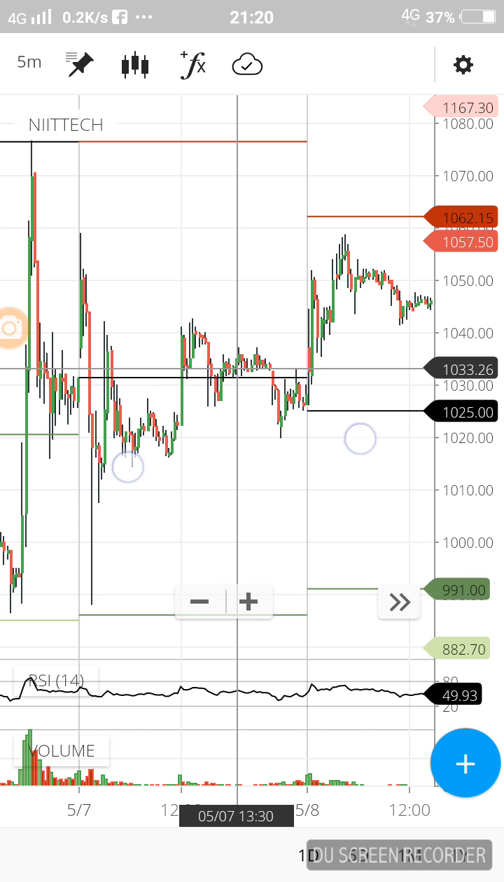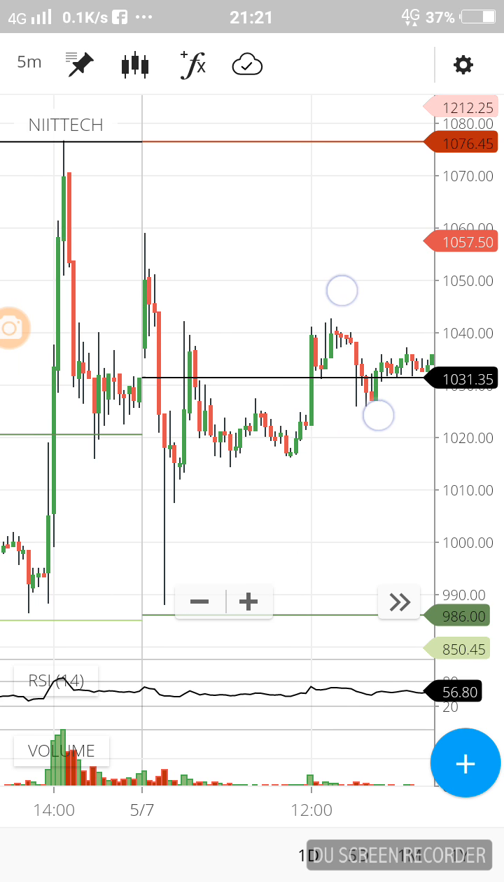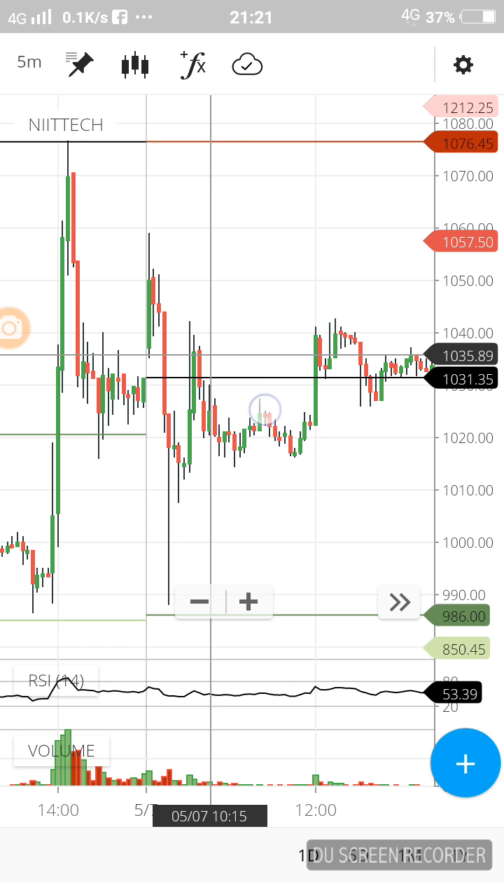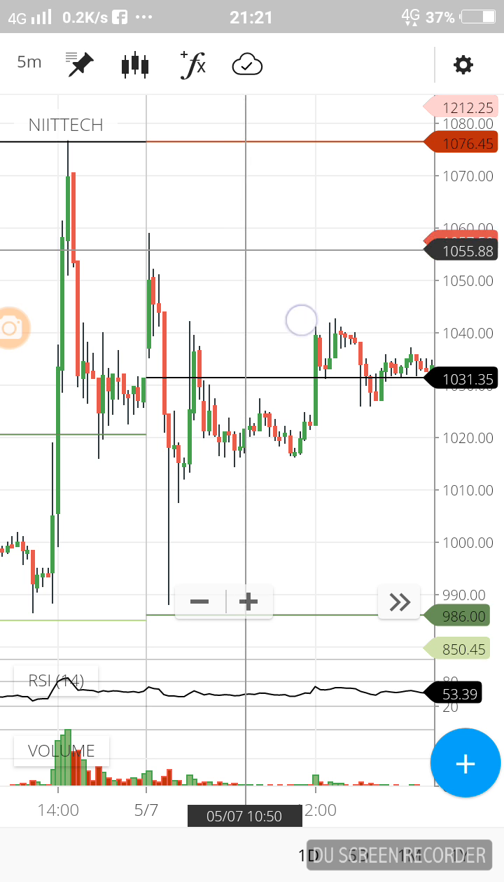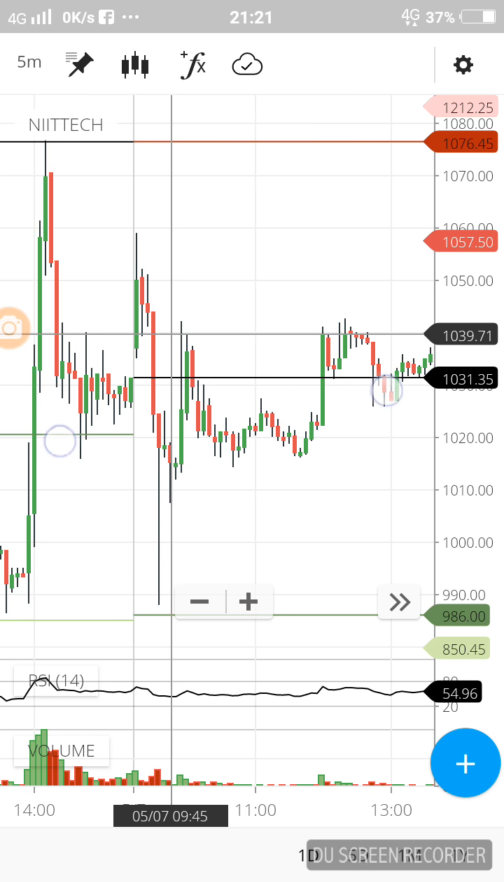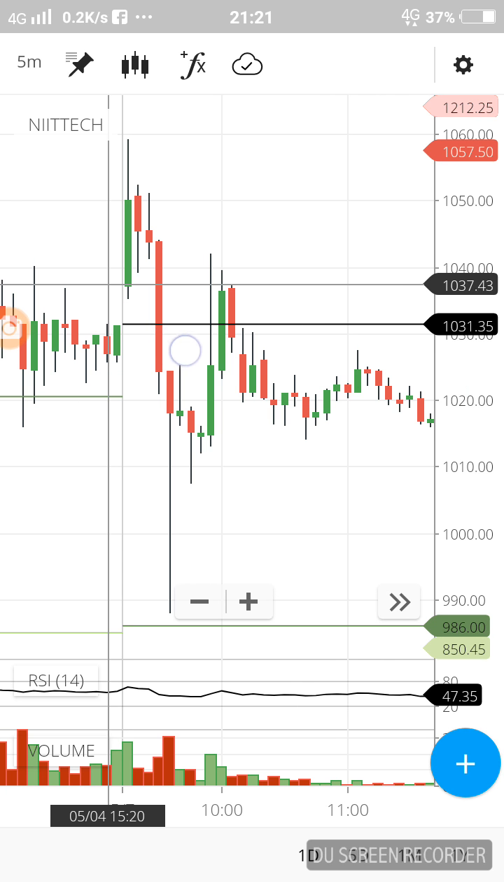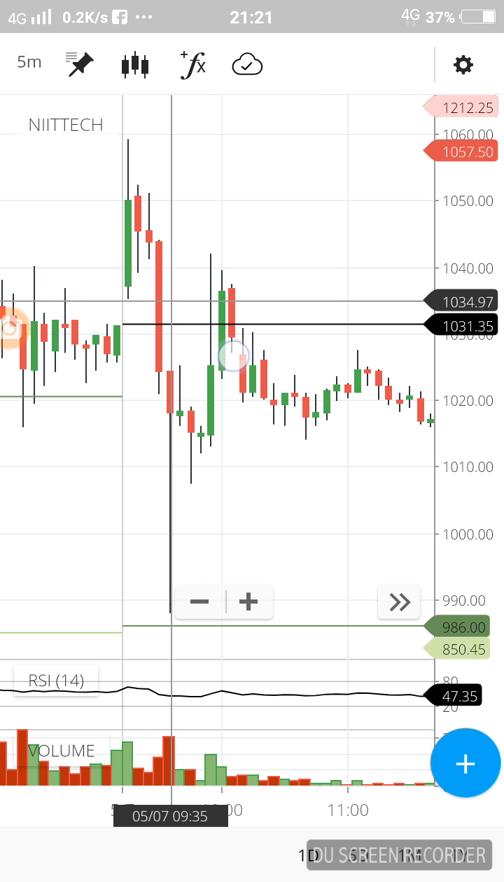So let's go for the next day, like one more previous day. So NIIT 1035 is the low, 1059 is the high. So this is the first candle. You get your entry at the fourth candle.